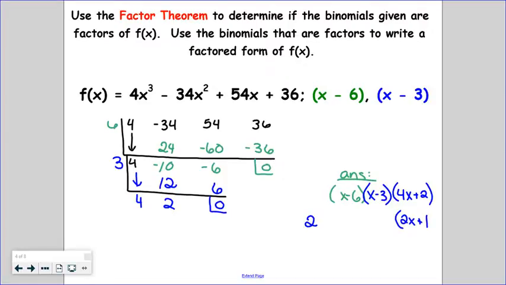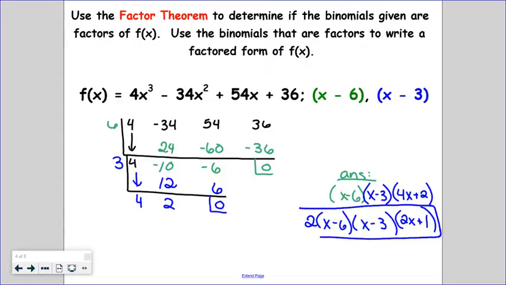You don't necessarily have to keep it in this order. As long as you have them all in there, order does not matter. I always write the GCF out front because that's how you typically see it written. That would be our fully factored form. So there's your one example where both options that they handed us worked, and we get to that factored form.